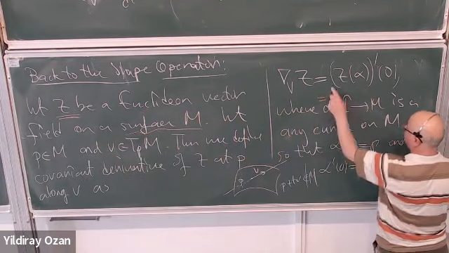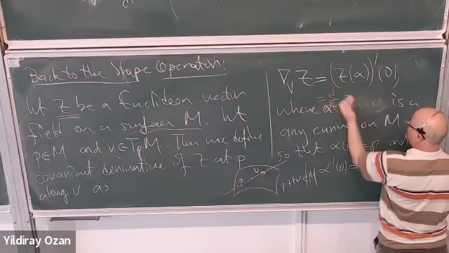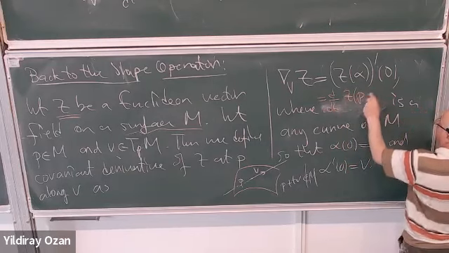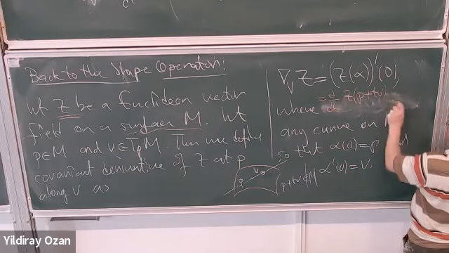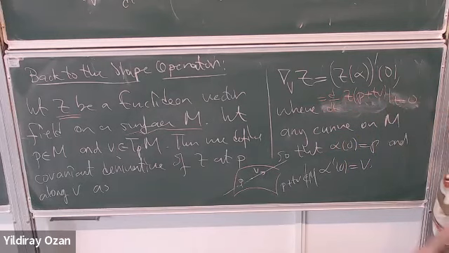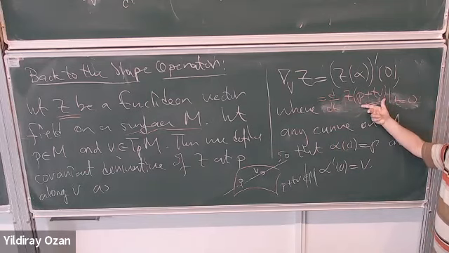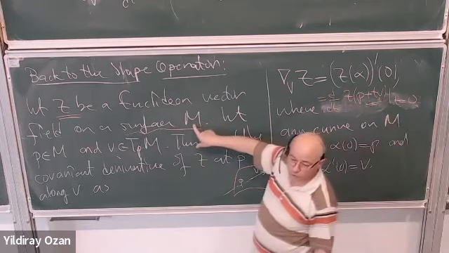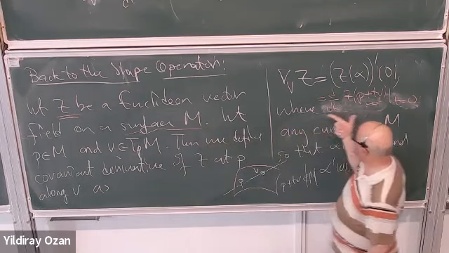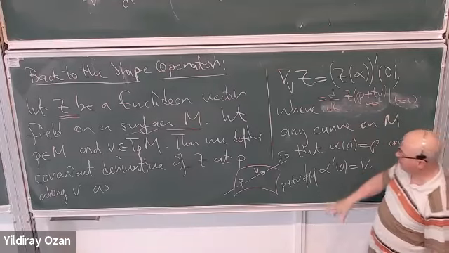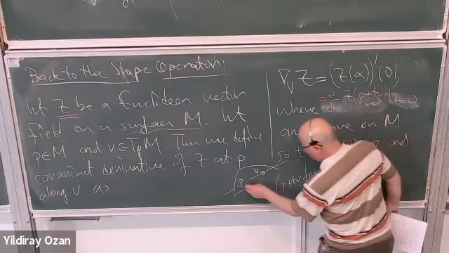So I cannot just do d/dt of what? Z of p plus tv, right, at t equals 0. The thing is that for t values different than 0, this point is not on the surface. Therefore, Z of that point is not defined. Z is defined on the surface. Okay, so this definition doesn't work. That's why you have to choose a path which lies on your surface.